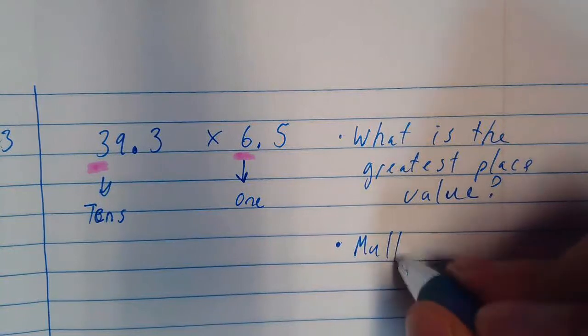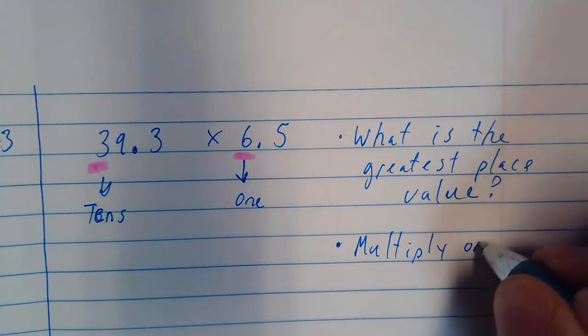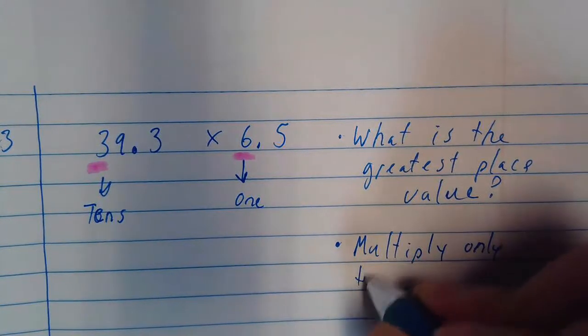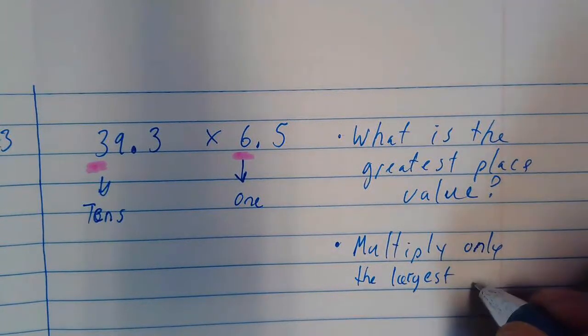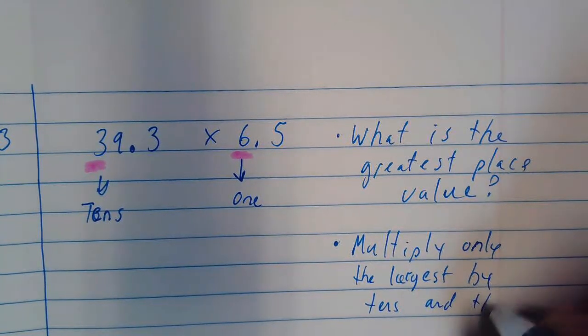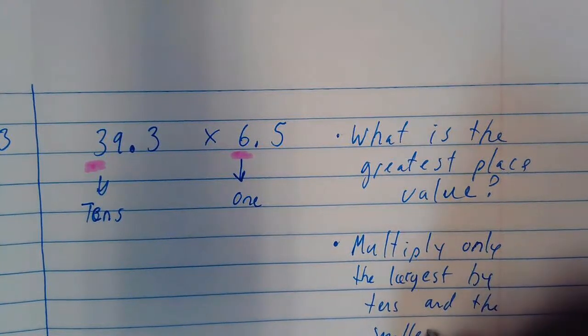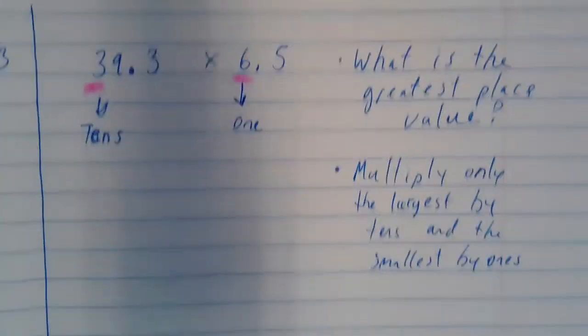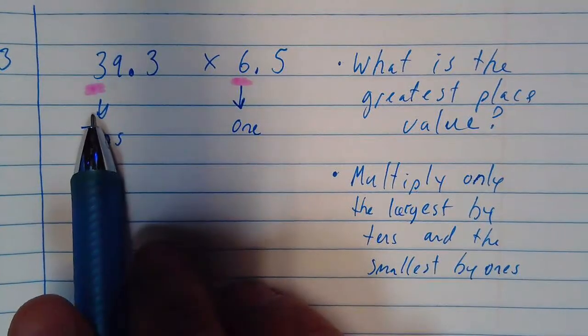You're going to multiply... I was going to say only the large one. I'm trying to think how the best way to say this. I had a moment of silence there. Multiply the largest by tens and the smallest by ones. Now, when I say that, I think I phrased it incorrectly. It doesn't make sense. You're not multiplying anything. Okay? You're going to round to the nearest tens. You're going to round to the nearest one.